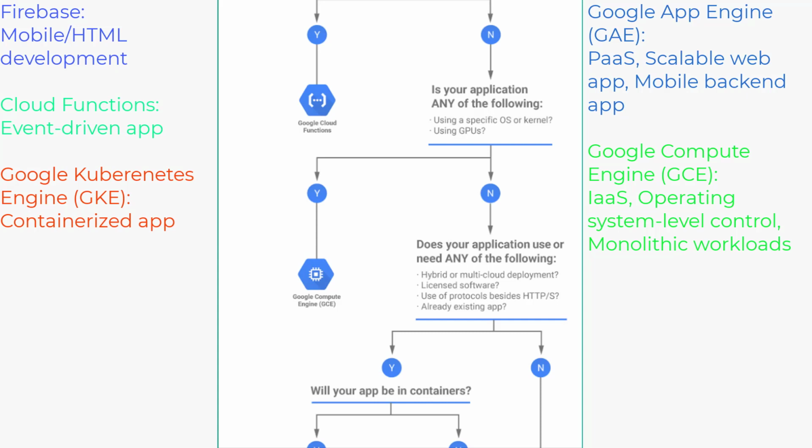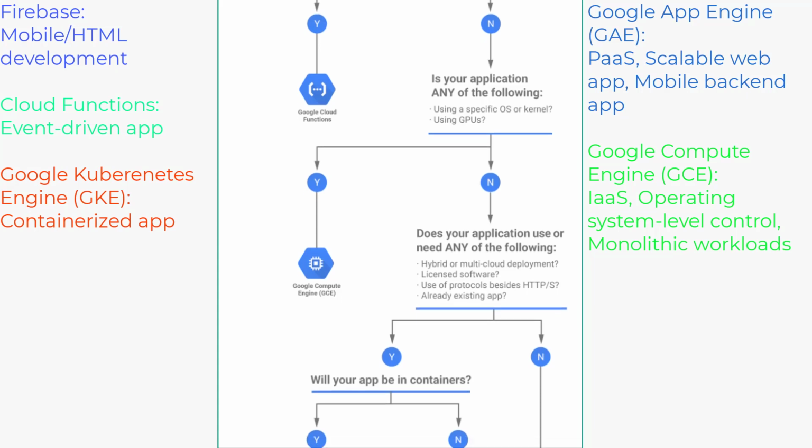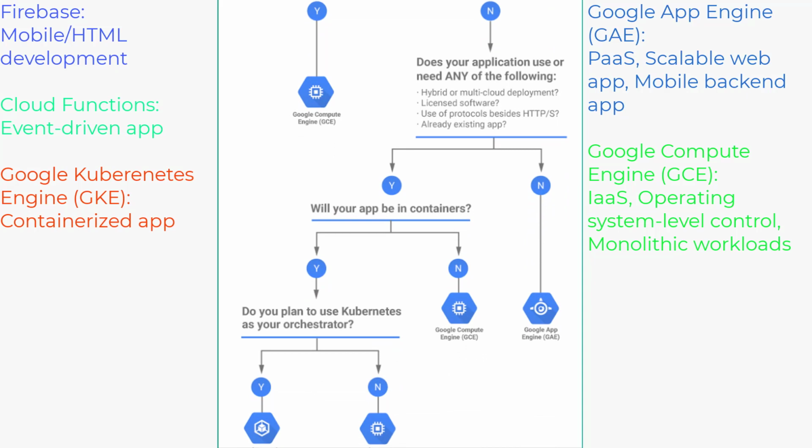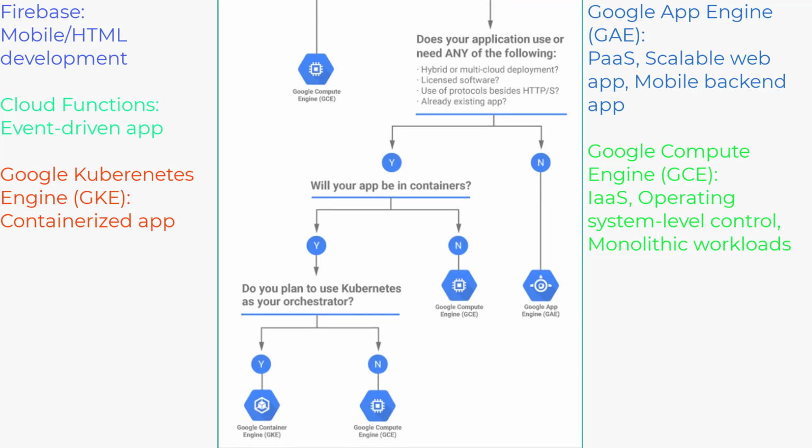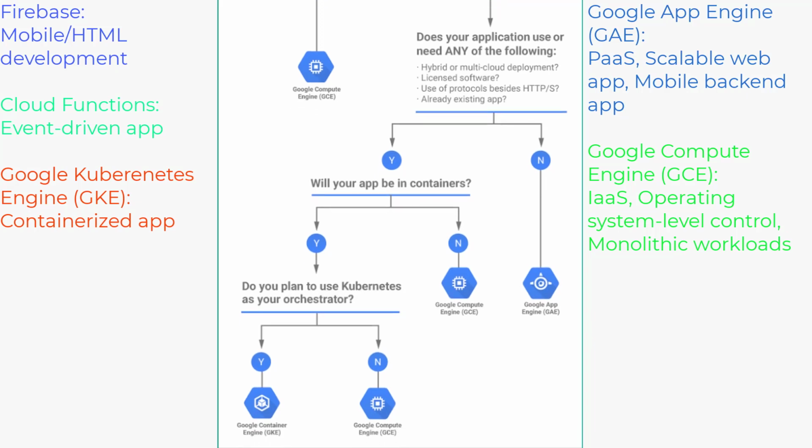If you plan to use Kubernetes as an orchestrator or the apps need containerization, then choose Kubernetes Engine, GKE. Otherwise, use GAE, Google App Engine, the platform-as-a-service option to build highly scalable web and mobile backend applications on a fully managed platform.